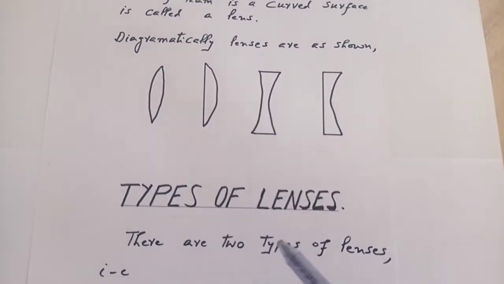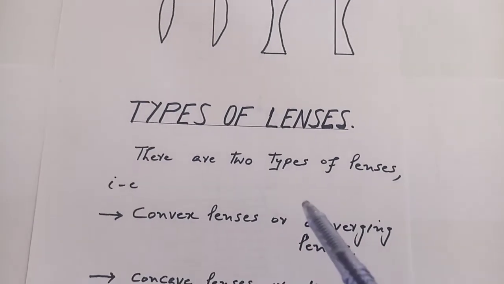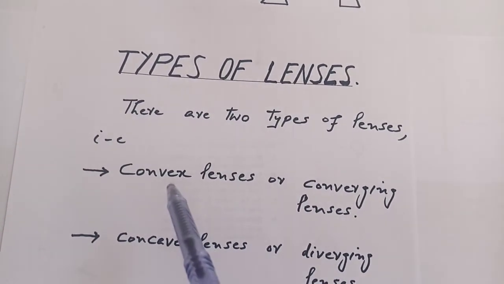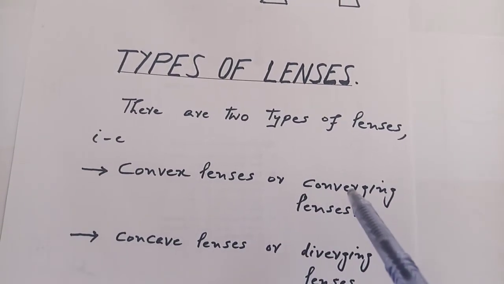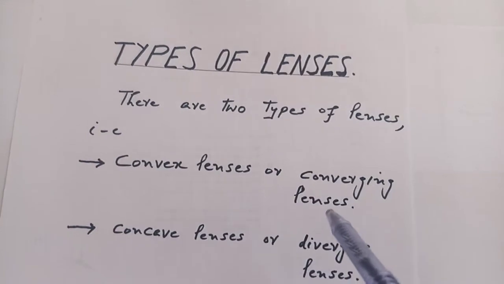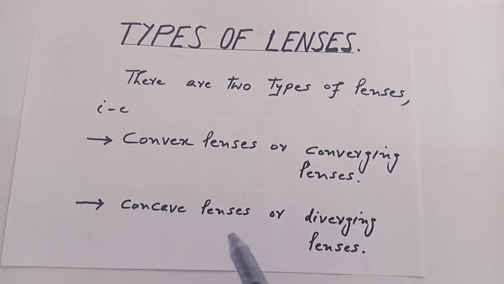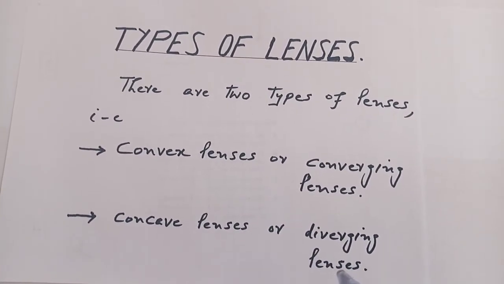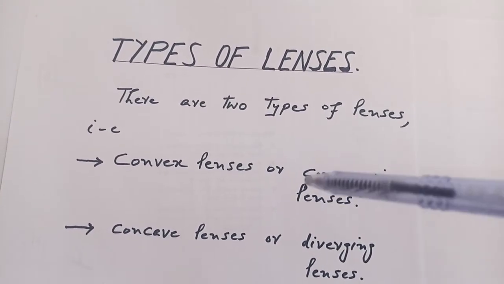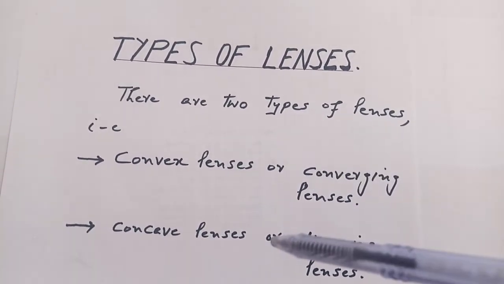Then we have types of lenses. There are two types of lenses. The first type is the convex lens or converging lens. The second is the concave lens or diverging lens. These are the two types of lenses. One is convex lenses, second is concave lenses.